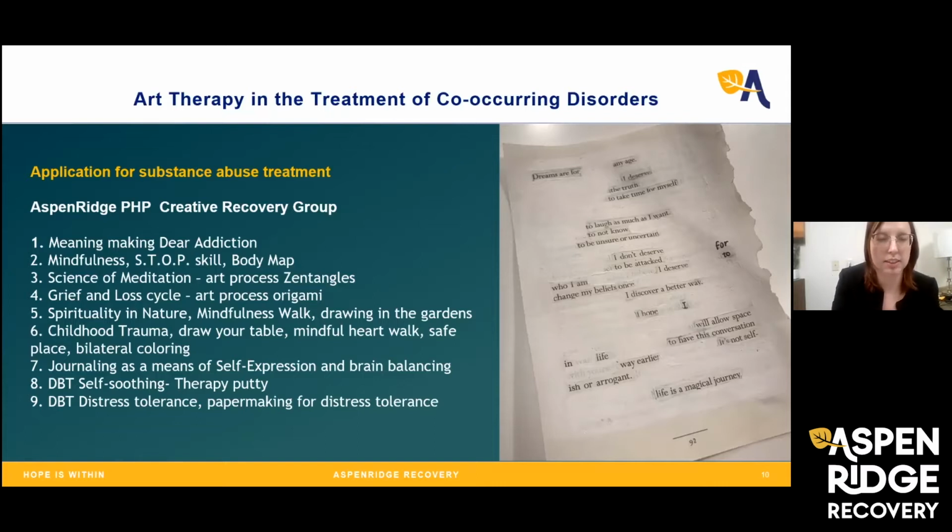Journaling, DBT, self-soothing with therapy putty. Art therapy can be very serious, or it can be making putty, depending on what the headspace of the clients are that day.